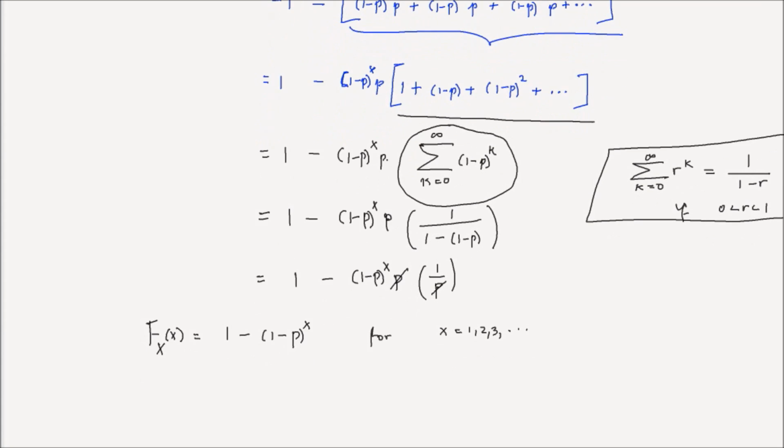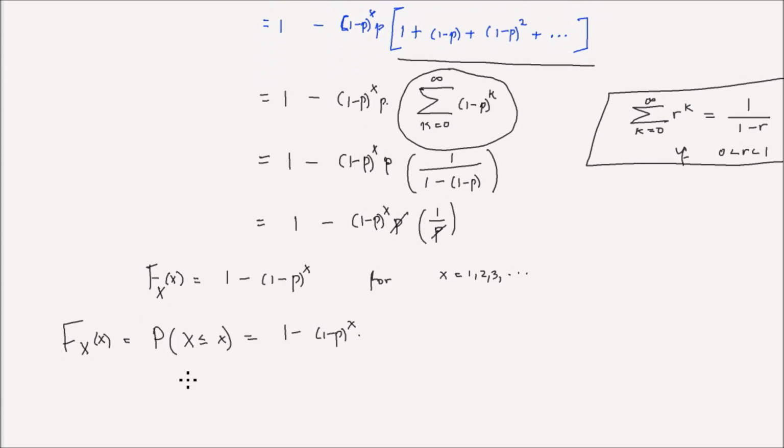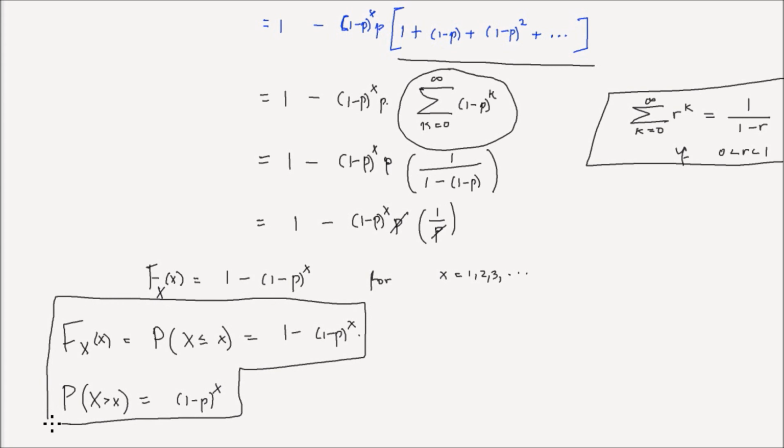Okay, we have our CDF. And the CDF, which is the probability that X is less than or equal to x, is 1 minus 1 minus p to the power of x. What about the probability that X is greater than x? X greater than little x is the complement of X less than or equal to little x. So this probability is 1 minus that one. Therefore, it is 1 minus p to the power of x. And we have our CDF and the probability that X is greater than x. This is sometimes called the survivor function.